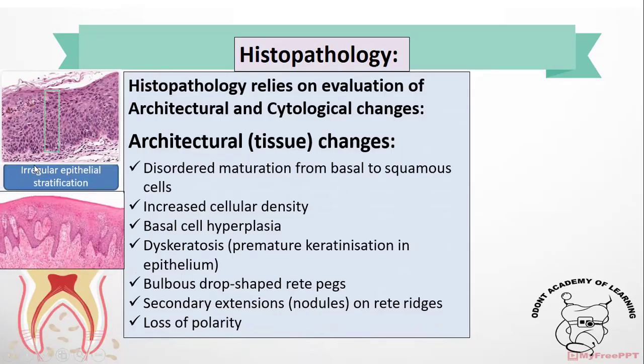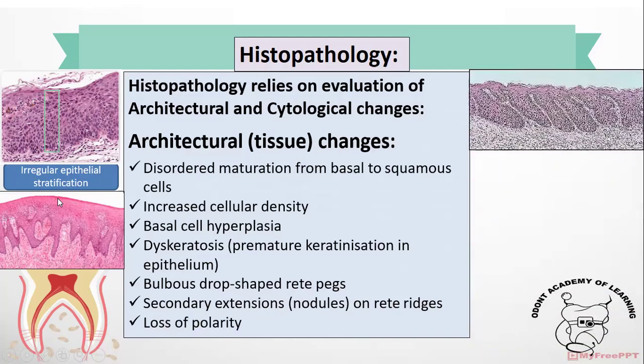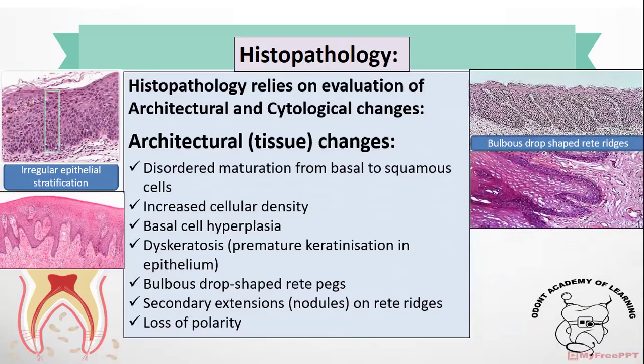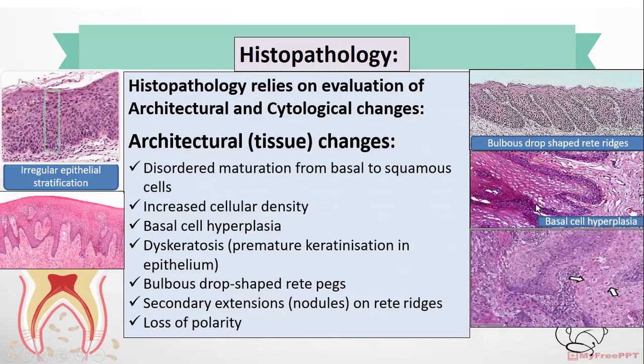So this is called abnormal stratification, where the cells are abnormally arranged, and this is basically a bulbous or drop-shaped rete apex. And here we can see the rete edges showing the bifurcation, which is like this, and which is not the normal feature. And here we can see basal cell hyperplasia. The basal cells are abnormally proliferating and replicating, which is not the normal feature. This is called basal cell hyperplasia.